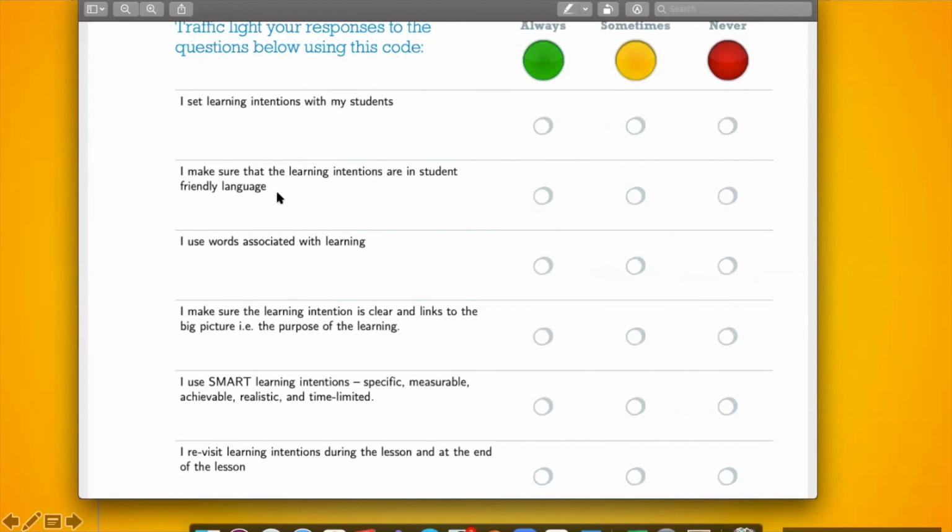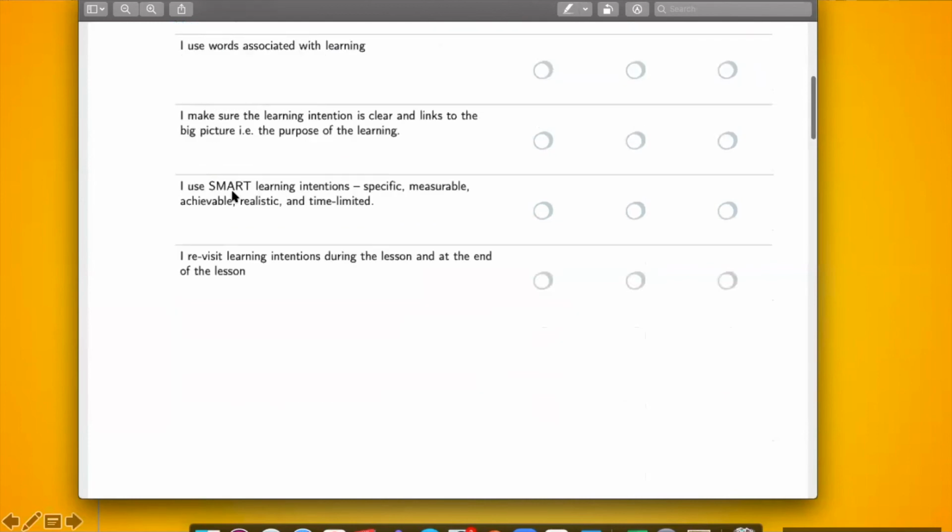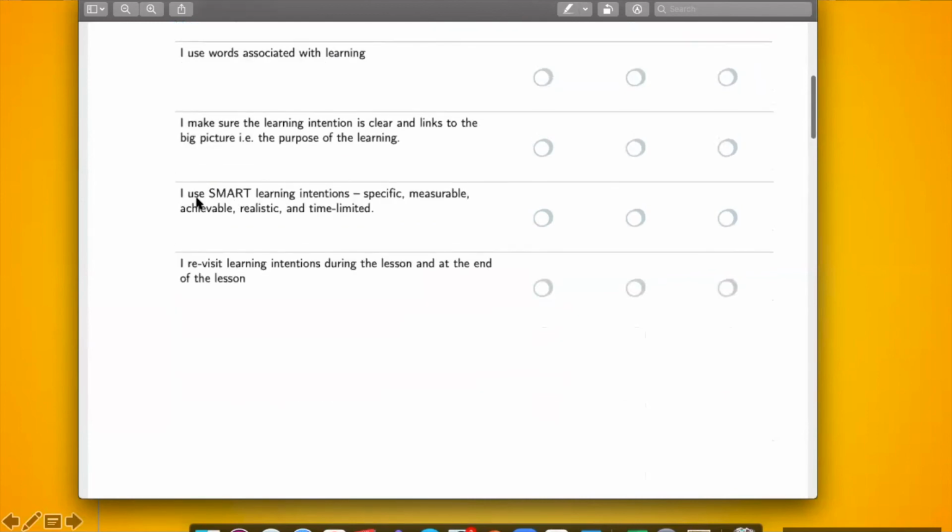So the language is not too much. It's not too challenging. It's just the right amount of difficult in class. I use words associated with the learning. Again, etc., etc. This is the most important for me. I use SMART learning intentions: specific, measurable, achievable, realistic, and time limited.